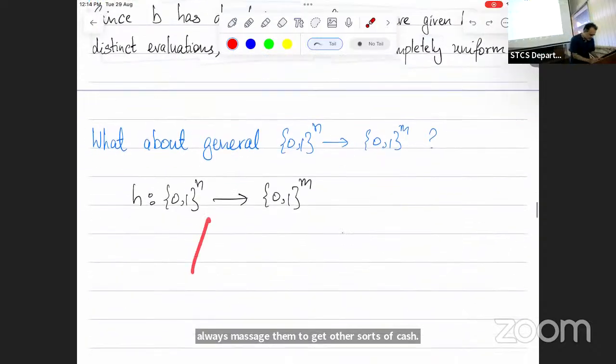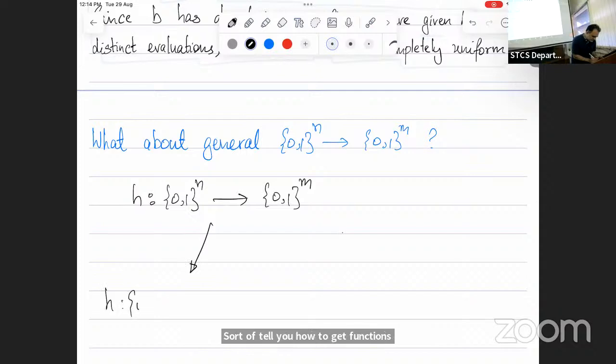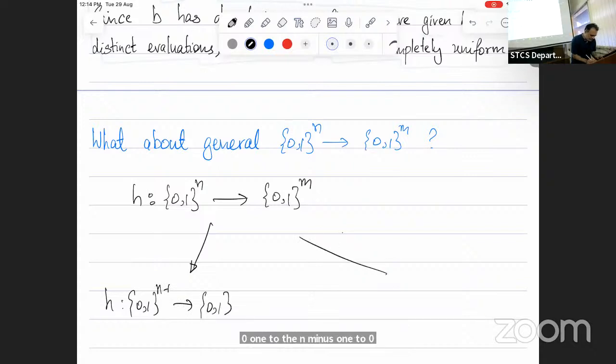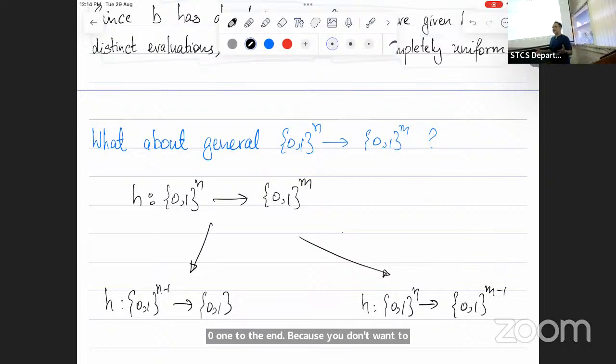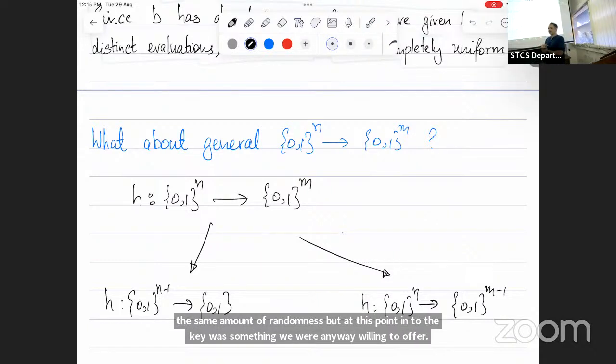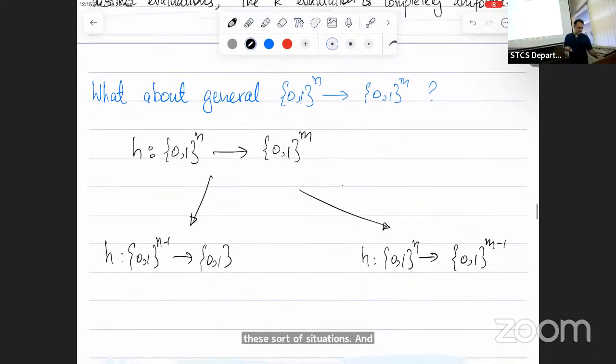So I'm going to tell you how to get functions from 0,1 to the n minus 1 to 0,1, and also from 0,1 to the n to 0,1 to the n minus 1. Maybe it will be wasteful in the sense that I will be using the same amount of randomness, but at this point, n to the k was something we were anyway willing to afford. So now we are going to try and get n to the k even in these situations. Both of these are completely trivial. Maybe the one on the right is easier.